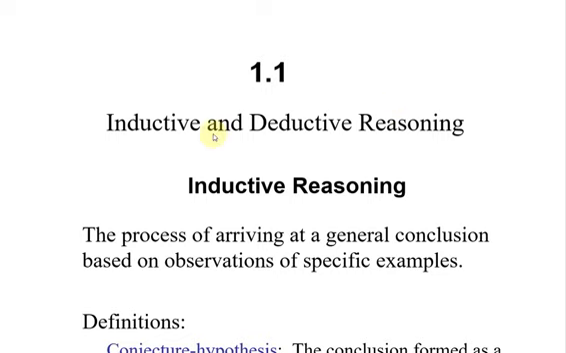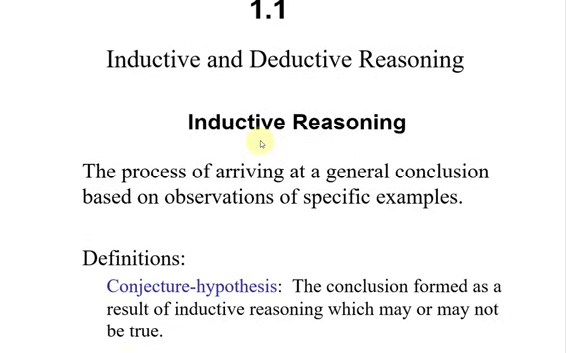The first section is about inductive and deductive reasoning. Inductive reasoning is the process of arriving at a general conclusion based on the observations of specific examples.